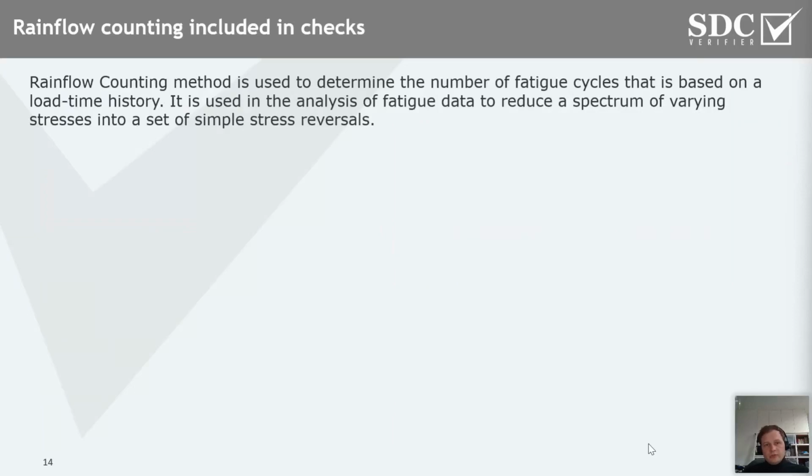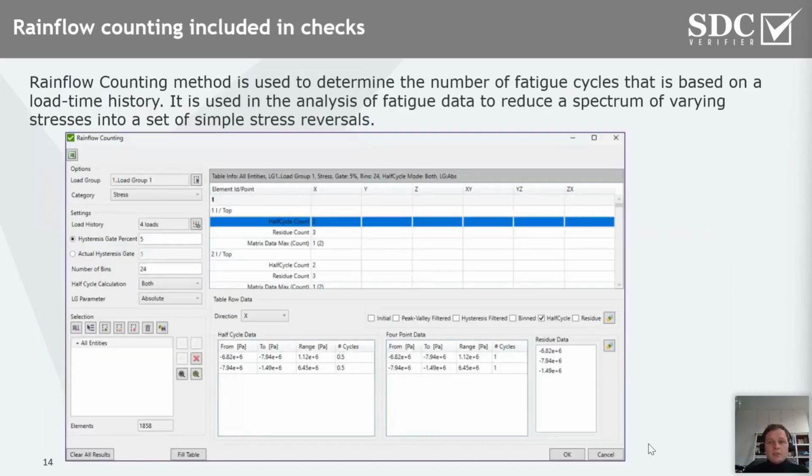Let's go through some features that are now available in SDC Verifier. You may have known that we have the Rainflow Counting method to run the fatigue checks. Rainflow counting is very important, and lots of users have asked us for this. This year we did further advancements with rainflow counting. It is used to determine the number of fatigue cycles, and it's based on load time history.